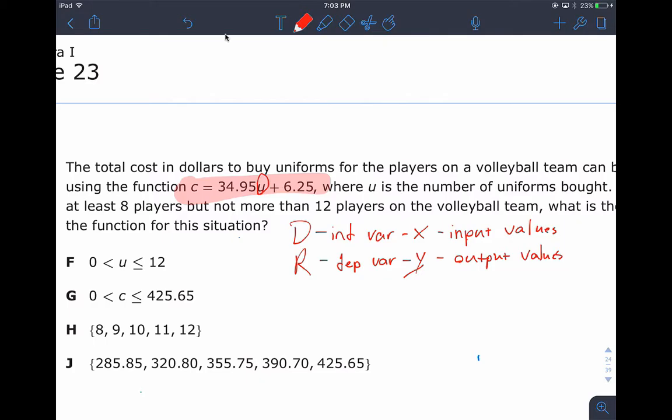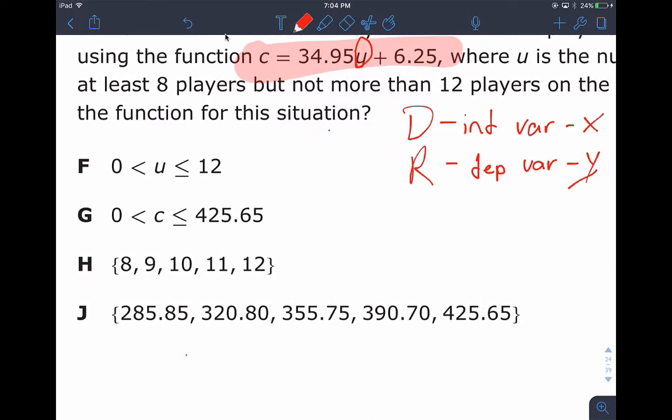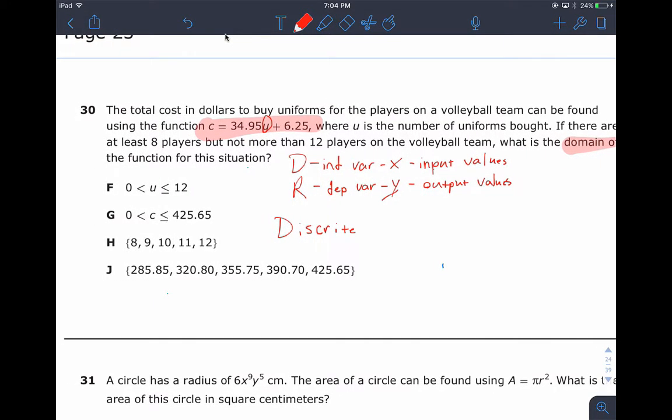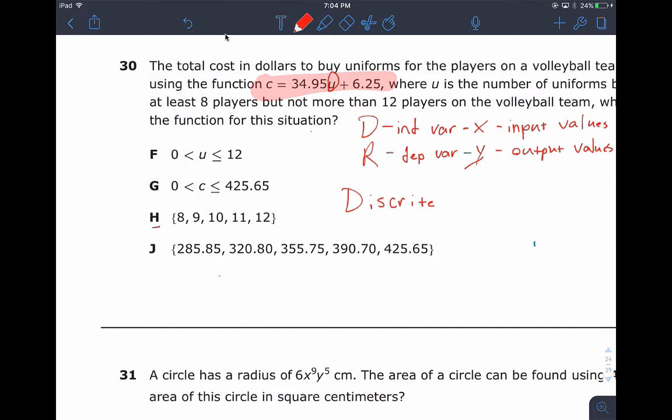Now think about this too. You cannot sell, or you can't make, half a jersey. I mean, I guess technically you can, but probably in this situation, you're not going to get charged for a half jersey. So you're not going to have like 8.5 jerseys or 11.5 jerseys. So you don't have in-between data points. So this is a discrete function here. I think that's C, but whatever. So anyways, it's a discrete function here.